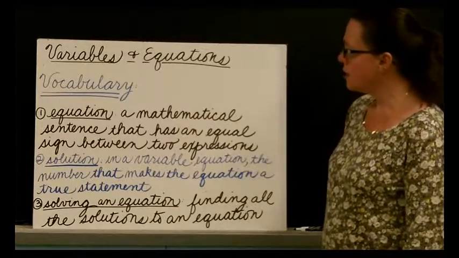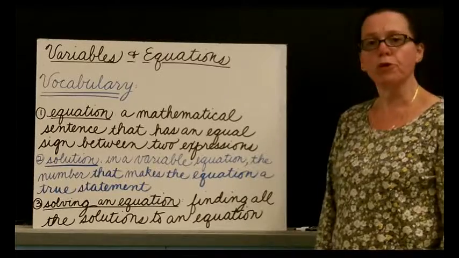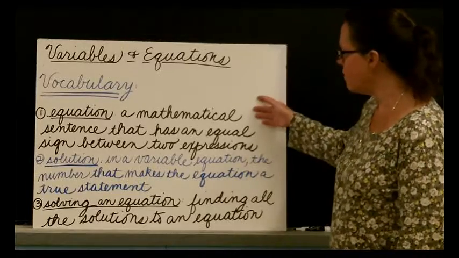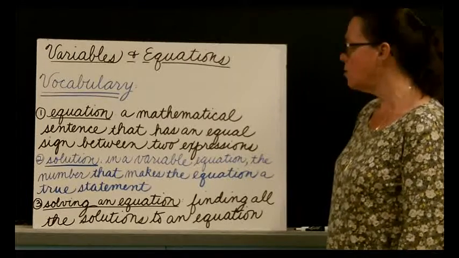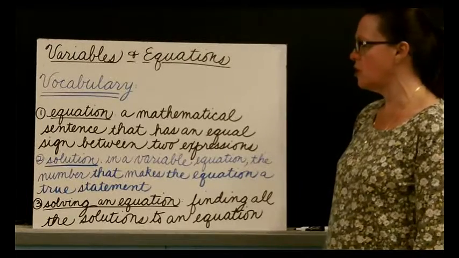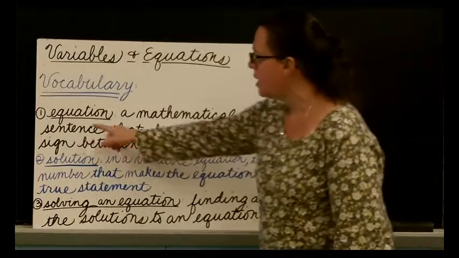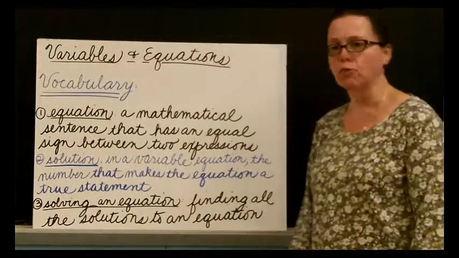Our first word is equation, and I know that you're familiar with this word, but the technical definition is that it is a mathematical sentence that has an equal sign between two expressions. And you can see that equal and equation both have the same root.